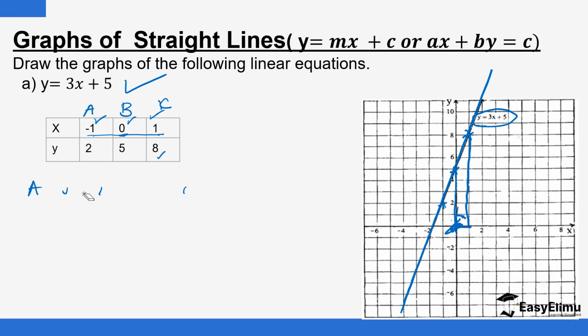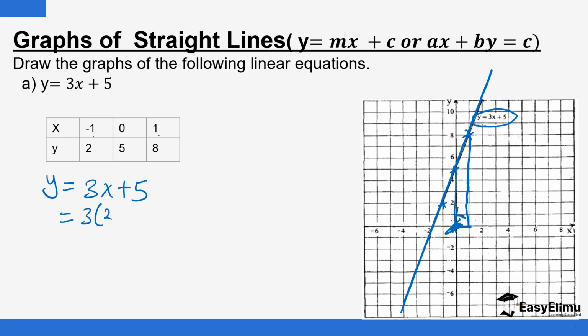Possibly somebody is wondering how we arrived at these values. How do you solve for the corresponding values of y? You just plug the values of x into the equation. So 3x + 5. Actually, this x is negative 1, sorry. So negative 1.